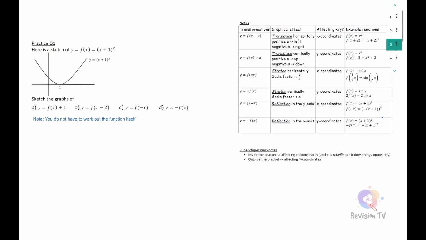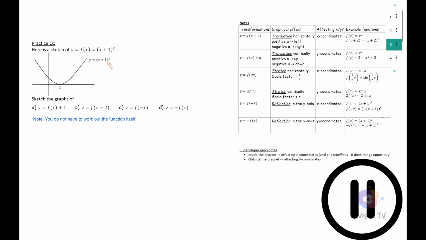Practice question 1. Here is a sketch of y equals f of x, where f of x is x plus 1 squared. So you're given the graph of x plus 1 squared. Okay, you have to sketch a graph of f of x plus 1. So use the notes in here, the 6 transformations, to help you determine which one we're moving, how we're moving, and try to sketch a graph of it. Note, you do not have to work out the function itself. That means you do not have to work out the new algebraic function. You just have to apply the transformation and move the graph accordingly. Okay, pause the video. When you're ready for the answer, you can press play.